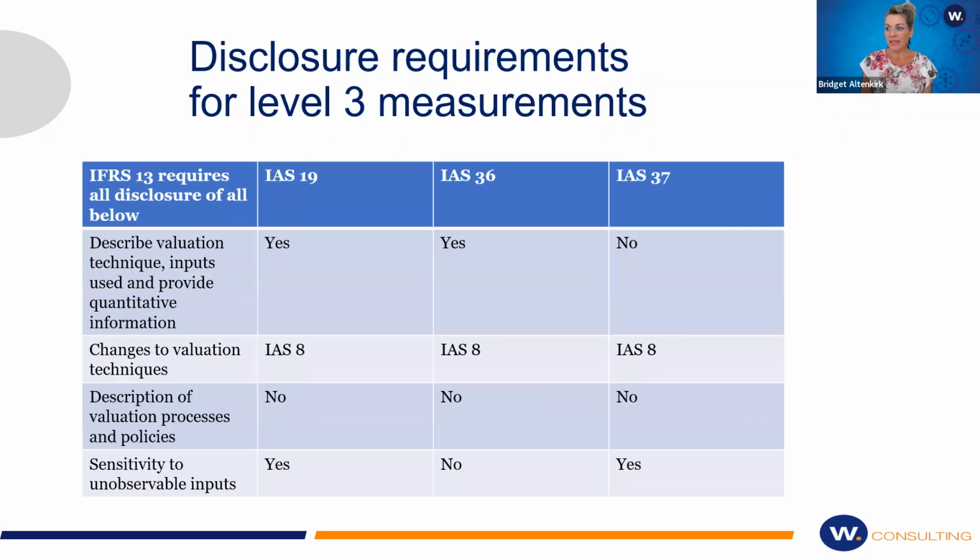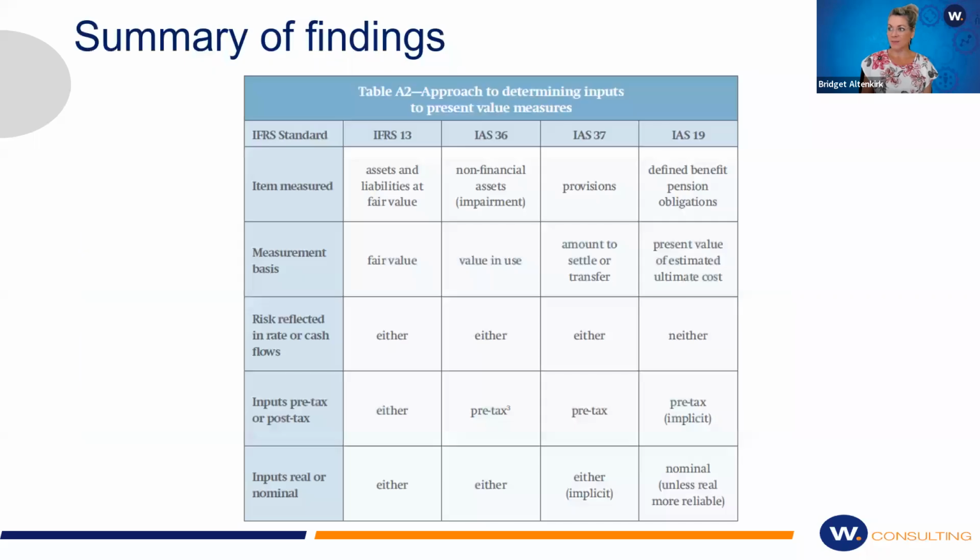What information needs to be disclosed? This is just a bit of a summary slide. I did mention to you at the beginning that IAS 36 and IFRS 13 are both quite prescriptive as to what needs to be disclosed. The others are not so clear as to what information is required to be presented in the financial statements.